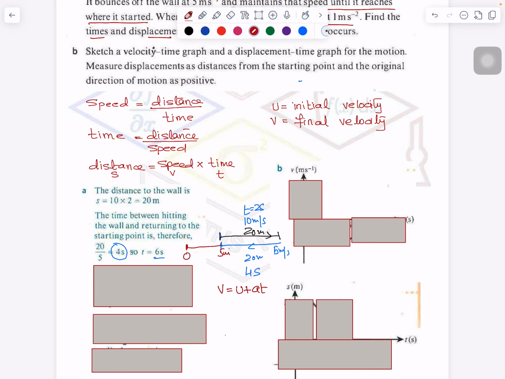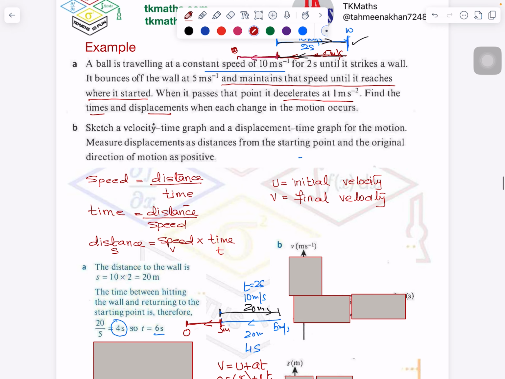At this point velocity will be 0, because we have to find out for this phase when deceleration starts. So v is 0 and velocity is in this direction, right? Initial velocity, so minus 5, plus a will be what? 1, and t. Now somebody may get confused: when it is deceleration, the word is written here, then why are we not taking minus 1?